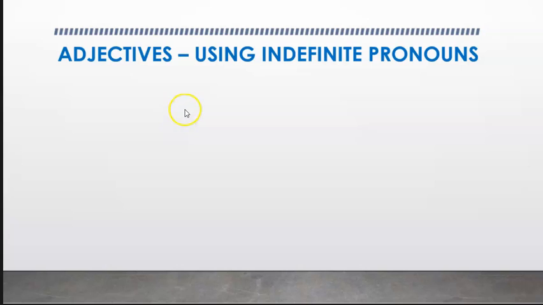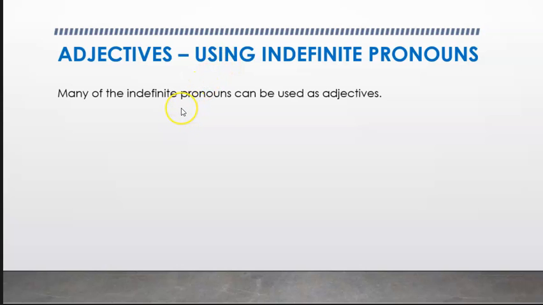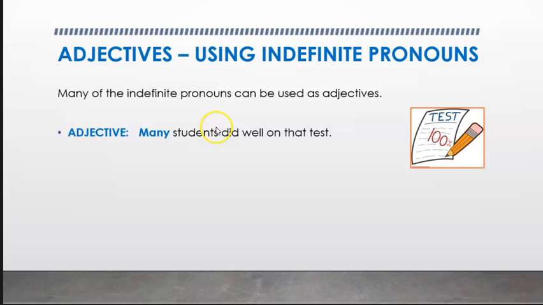The last group that can be used as adjectives are indefinite pronouns. So many of these can be used as adjectives. One example is the word many. Many students did well on that test. Here, many is modifying students, the noun, which immediately again follows the adjective. When it's used as a pronoun, we take the word students out and we just say many did well on that test, and now it's acting as a pronoun.